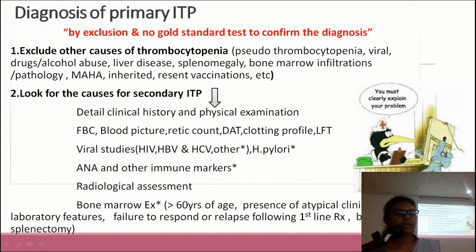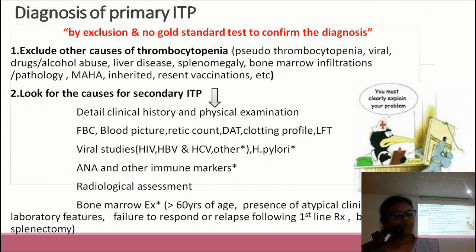We normally do ANAs as a routine investigation, and other immune markers again depend on the clinical findings. Radiological assessment: if you suspect lymphomas or malignancies, you can ask for a CT. Otherwise, routinely an ultrasound scan of the abdomen to see any organomegaly, lymphadenopathies or any liver pathologies.